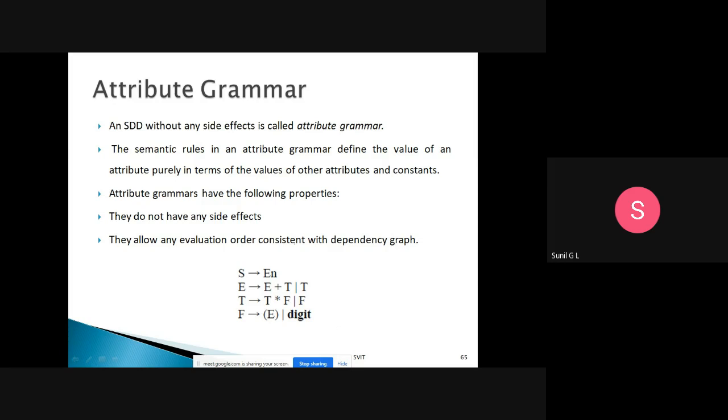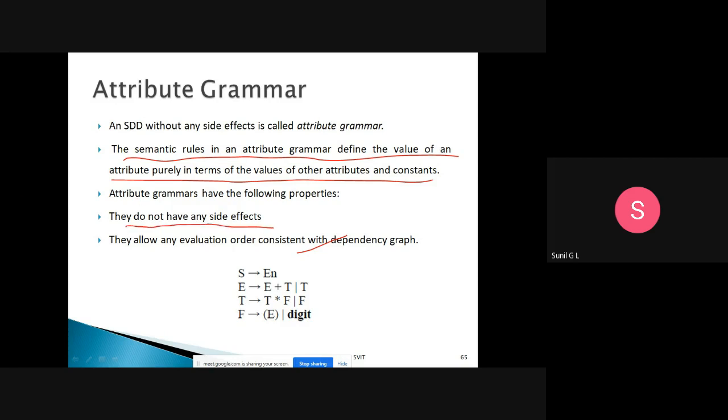The semantic rules in an attribute grammar define the value of an attribute purely in terms of the values of other attributes and constants. So it gets the value only from other attributes and constants. Attribute grammars have the following properties: they don't have any side effect.